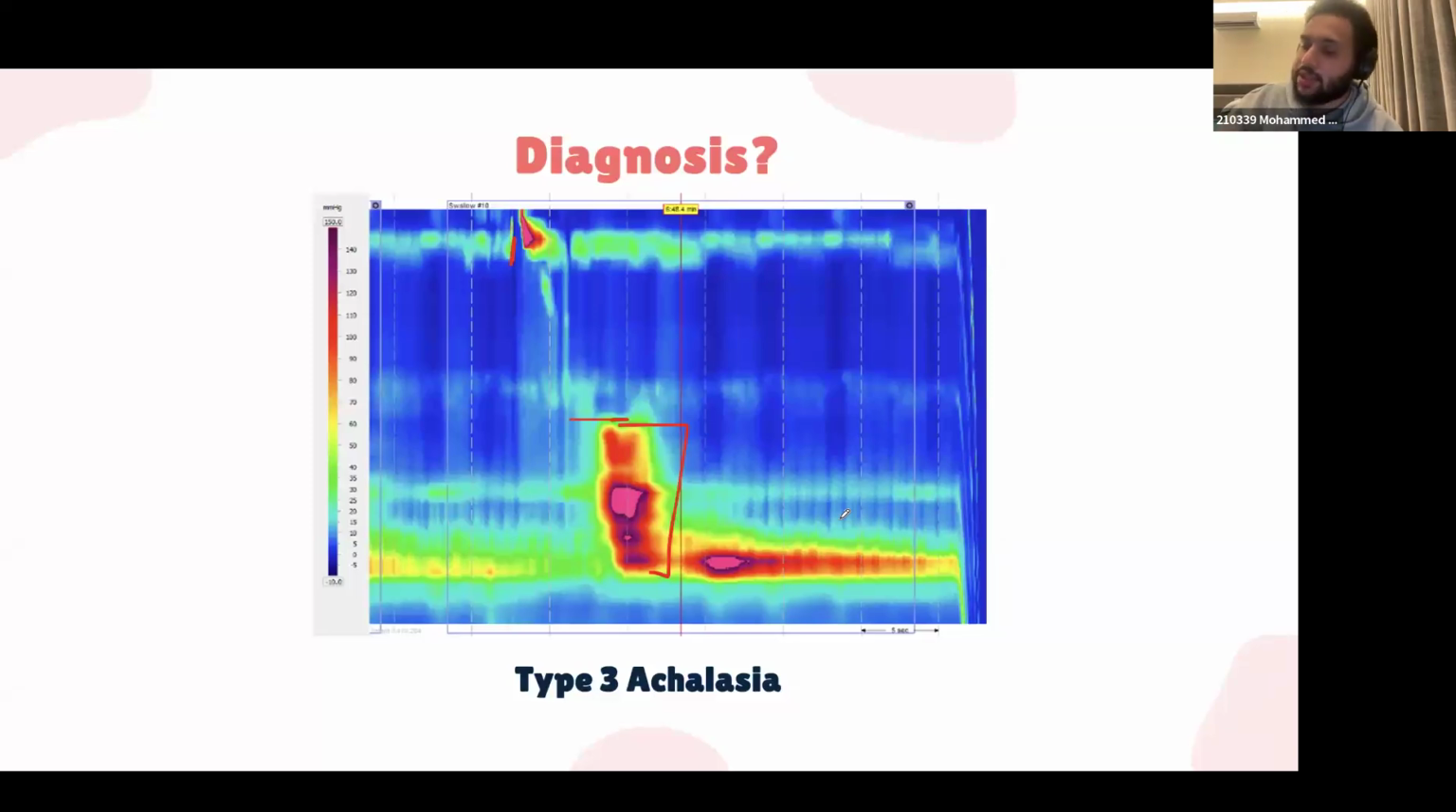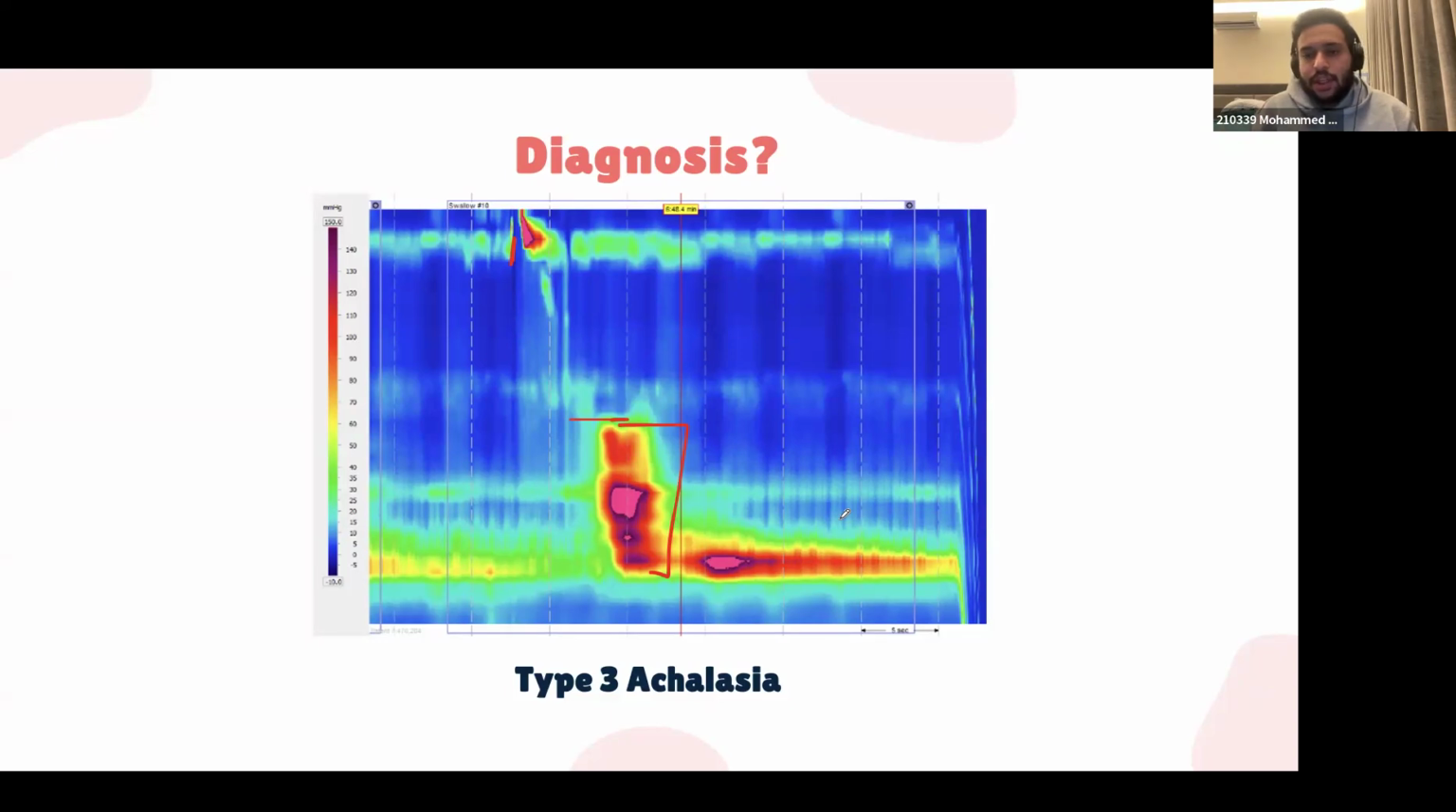Now, for achalasia, how do you manage this patient? First of all, what medical management can you give to this patient? What drugs can you give? Excellent, good, calcium channel blockers. Any other drug that you can give?